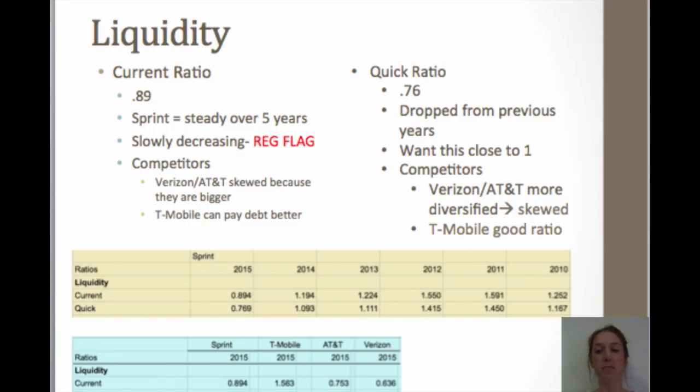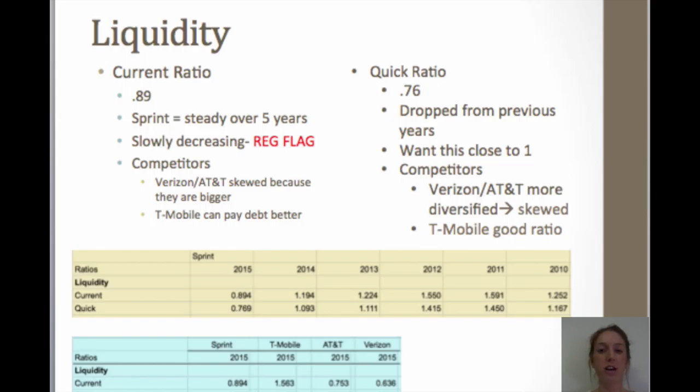In relation to the competitors, Sprint and T-Mobile are similar because they're smaller telecommunication companies, and AT&T and Verizon are much bigger companies, so their ratios are a little bit skewed. Both have very low current ratios. It doesn't necessarily mean a bad thing. Sprint's current ratio is significantly lower than T-Mobile's, as you can see in the blue box. T-Mobile's was at 1.56, and this is much better than Sprint's and can possibly imply that T-Mobile can pay off their current debt better.